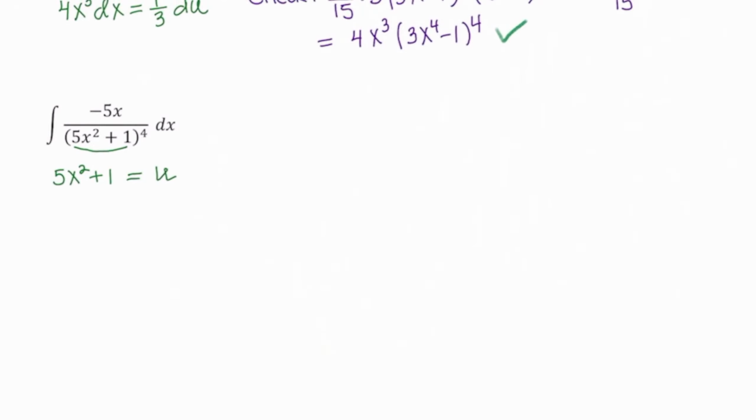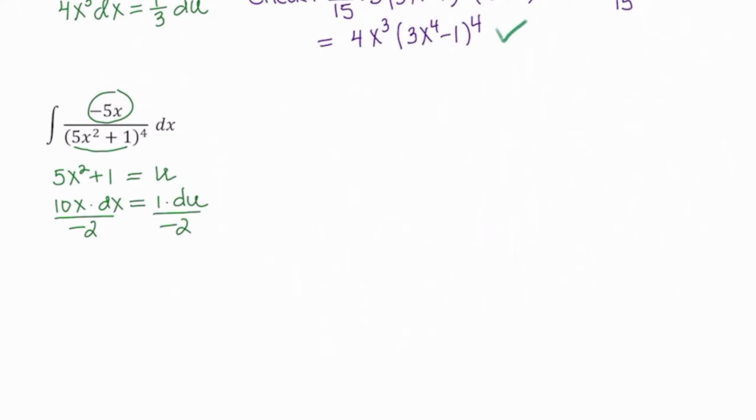Okay, let's differentiate each side. So we get 10x dx on the left, 1 du on the right. Now I look back into my integrand. Okay, I have negative 5x dx. So what does that mean? That means I need to divide each side by negative 2, because my goal is to come up with this puzzle, right? All these puzzle pieces, put it all together so that I can write my original integral in terms of U variable only.